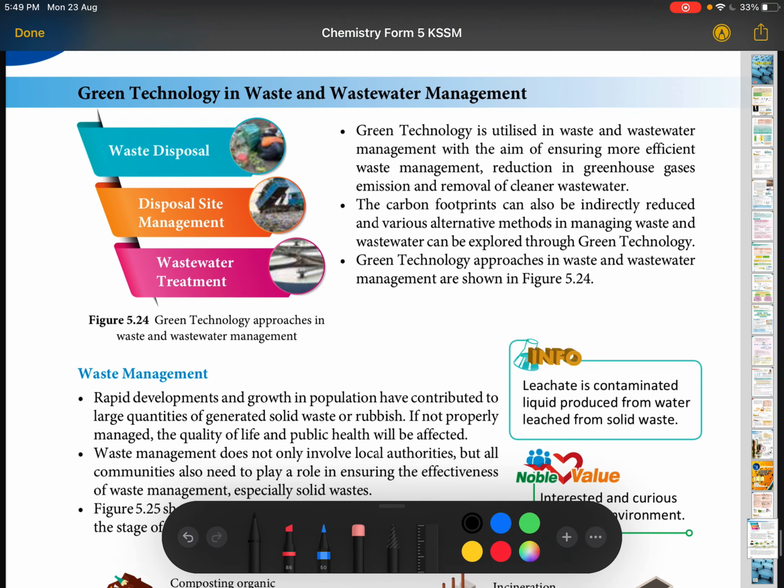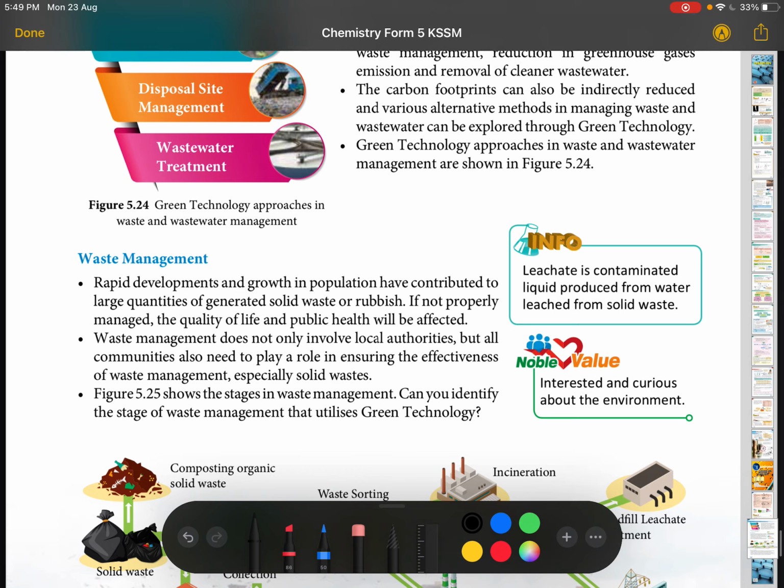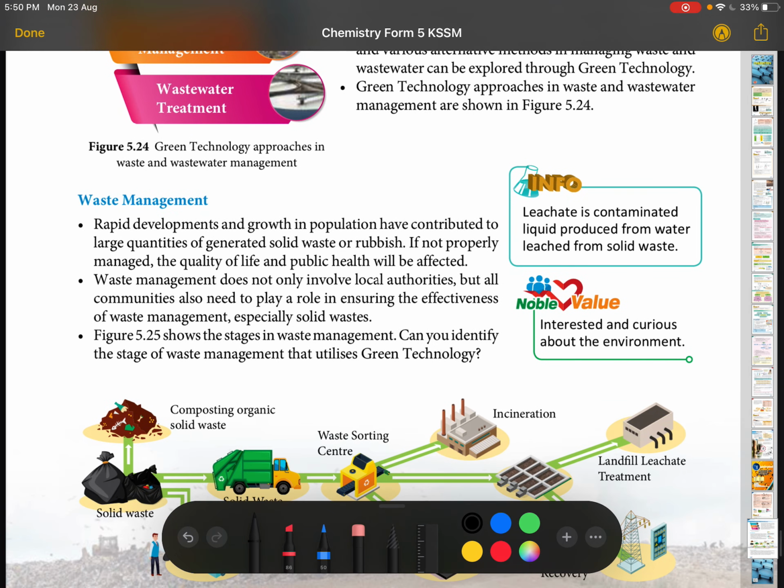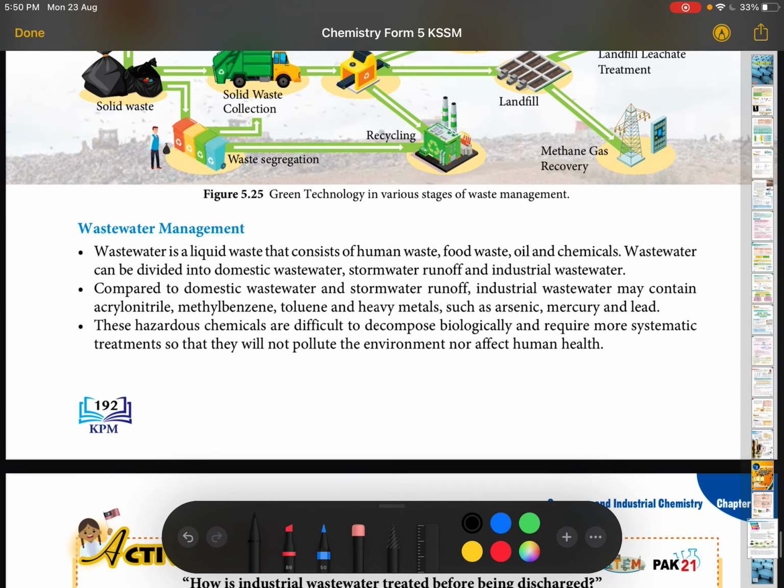Okay, green technology. This is the thing that the teacher likes to mention quite a bit. So, how do you apply green technology in your wastewater management? Okay, carbon footprint again. Oh, I have to go talk about carbon footprint. Okay, waste management. Oh, okay, I haven't read this part yet. Oh god.